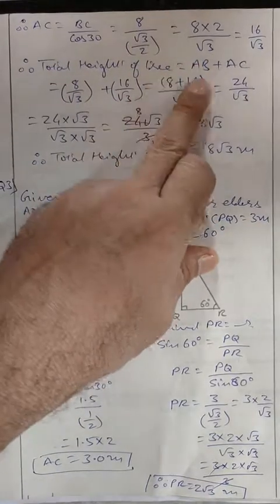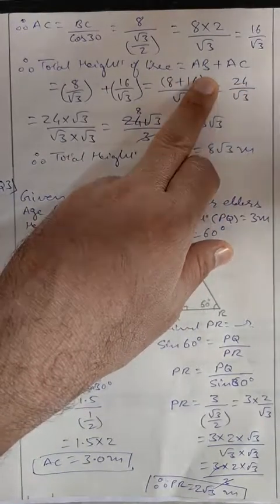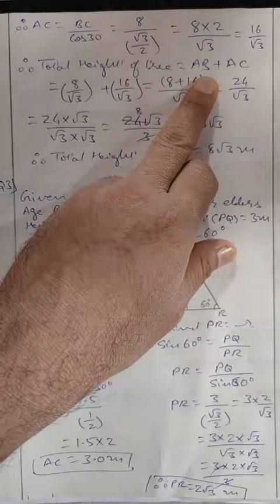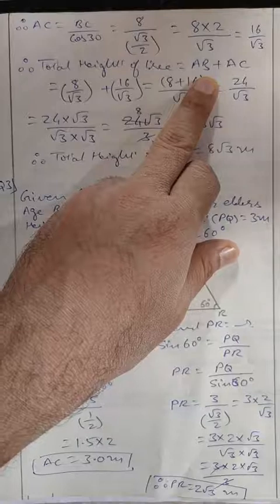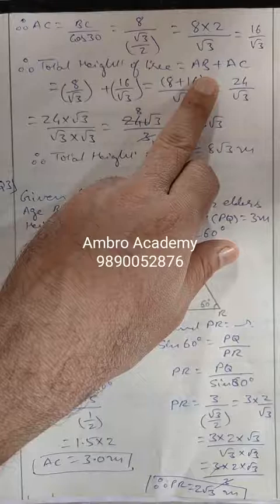The total height of the tree is AB plus AC. We need to add it. Many times it happens that students don't add it and they lose marks, because when they say height of the tree, they have not mentioned the height before breaking. But when we say height, it means the total height of the tree before breaking, that we need to add.